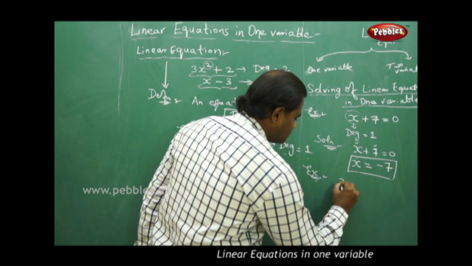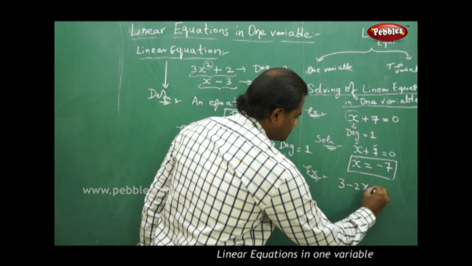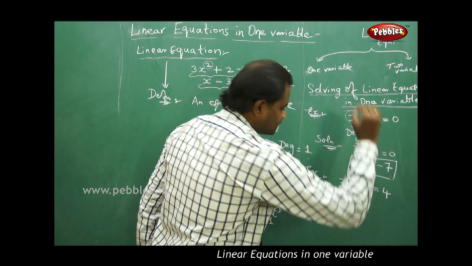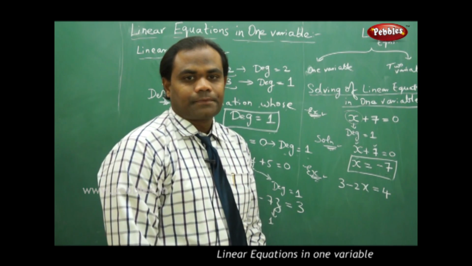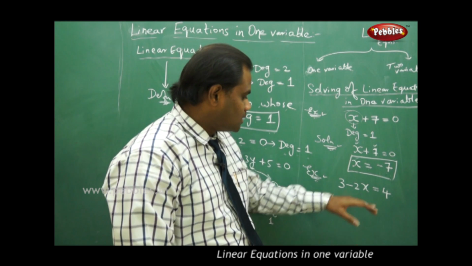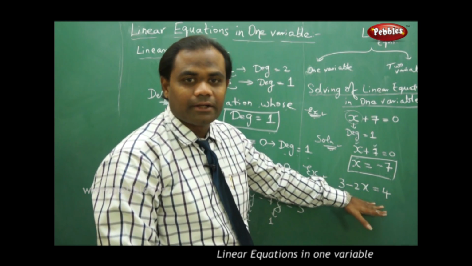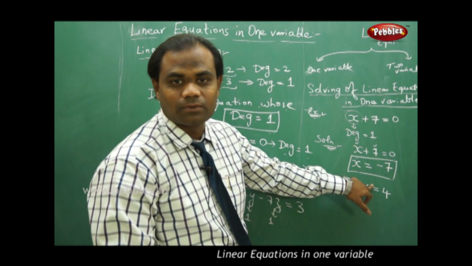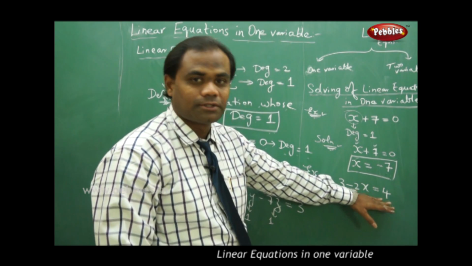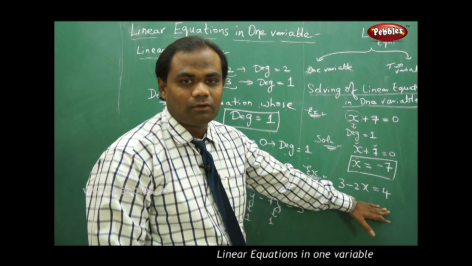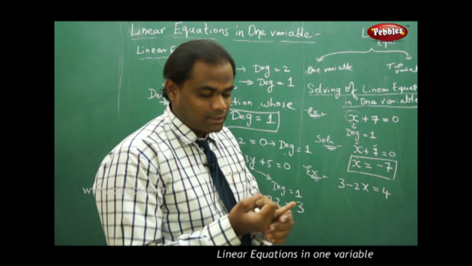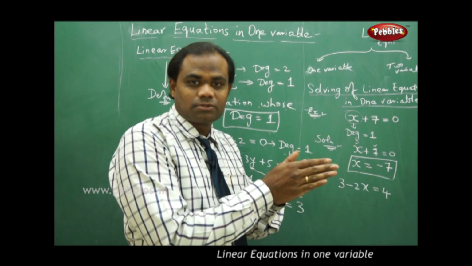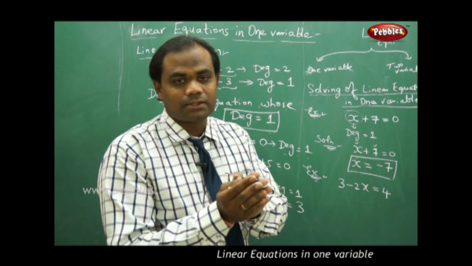if I wanted to solve this problem, so in this case also this is a linear equation in one variable because the variable here is x and clearly its power is 1. So for this linear equation in one variable, I'm going to solve keeping in mind that the first step is taking all x terms to one side and all the constants to the other side.